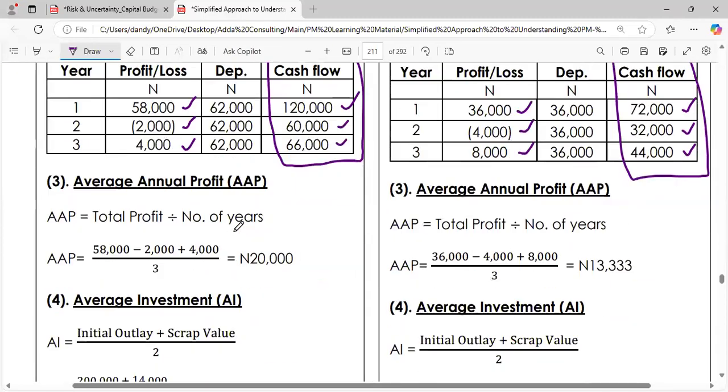Briefly, I think I've done, yes, I have it here. This is it here, average annual profit. So all you need to do, like I said, add up the accounting profit or loss for each year, add all of them together. Then 60,000 divided by 3 will give you 20,000 for project A. That's average annual profit for project A. Do the same thing for project B. 36,000 minus 4,000 plus 8,000, I think that's 40,000. That's 40,000 divided by 3.